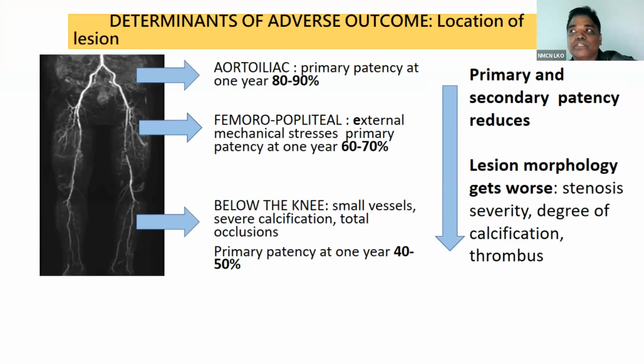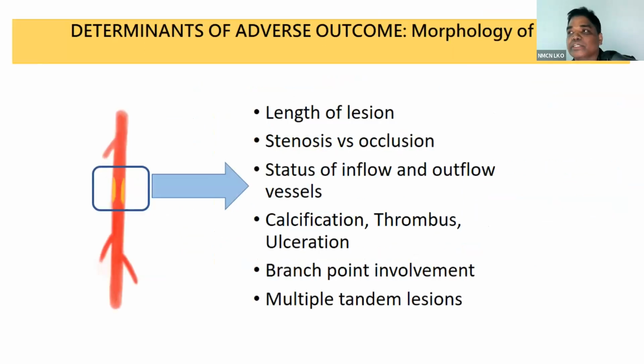Then the location of the lesion can also affect the outcome. If the lesion is higher up, that is in the aortoiliac area, the patency rates are better than the femoral-popliteal lesions, which are better than lesions involving the below-knee arteries. Then presence of a long lesion, a total occlusion, poor outflow vessels, that is the vessels distally are poor, like they are heavily calcified or have multiple stenoses, presence of calcification, thrombosis, ulceration, involvement of branch points or multiple tandem lesions are all determinants of poor outcome, and the patient has to be counseled accordingly.